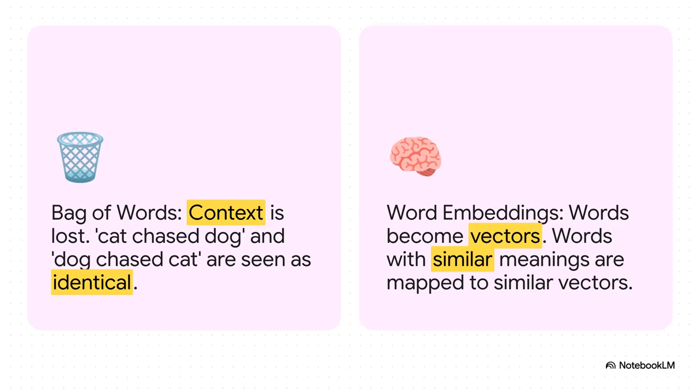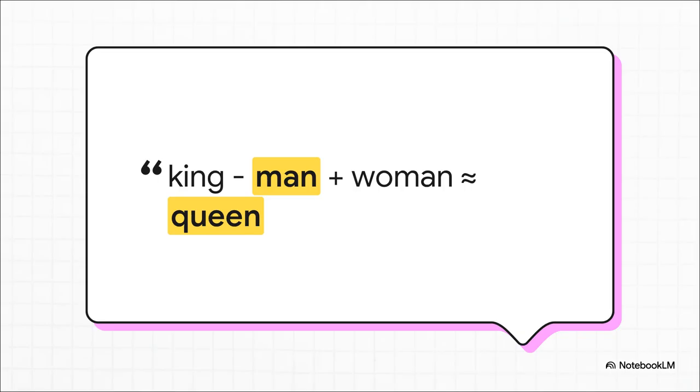The real breakthrough is this idea called word embeddings. Instead of counting, we represent words as coordinates on a huge, multidimensional map of meaning. And on this map, words that mean similar things get placed close to each other. And here's where it gets kind of mind-blowing.